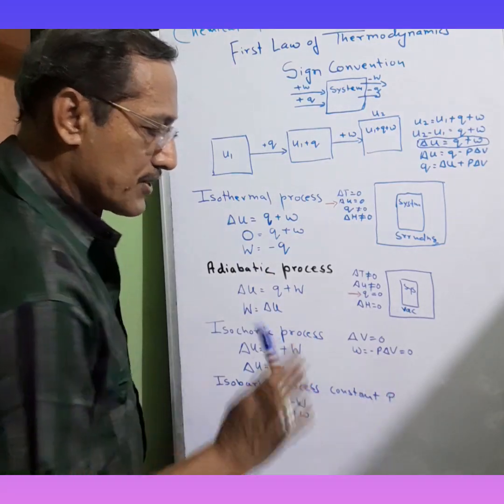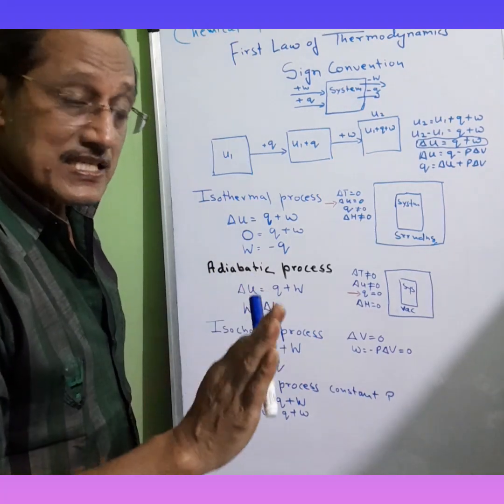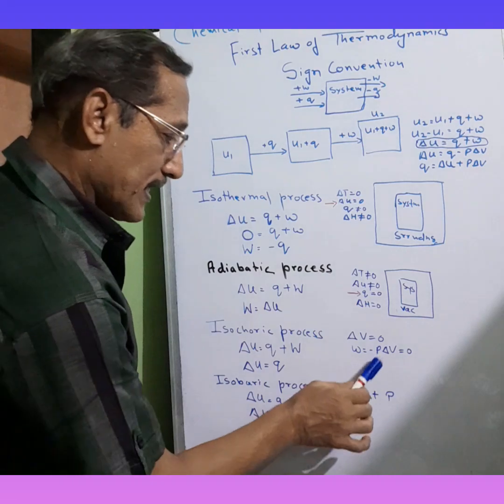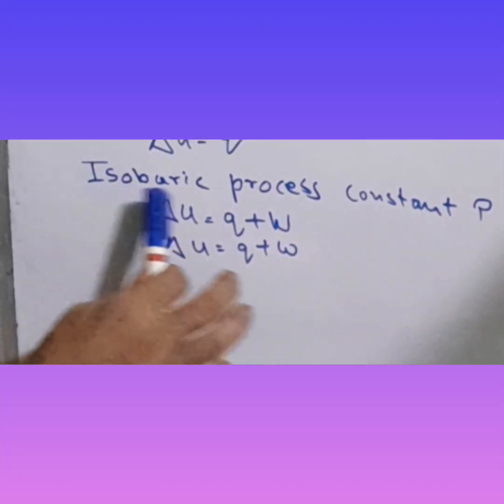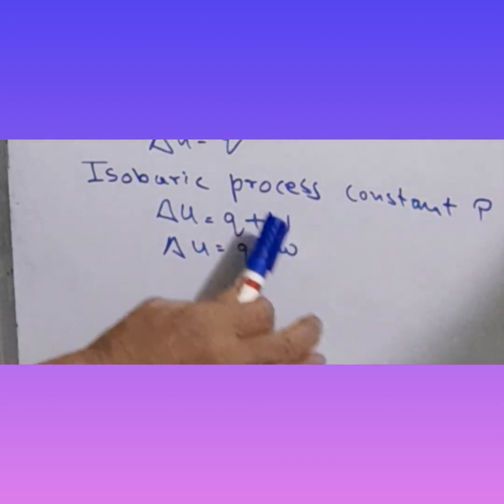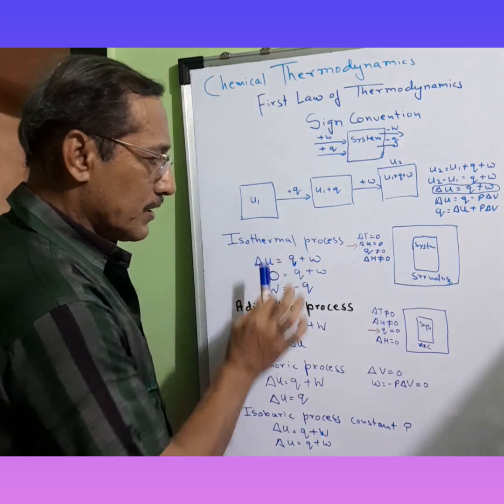Now what happens in isobaric? Isobaric is constant pressure. In our formula we don't have del P, we have P. So pressure exists, and the equation remains as it is. So it's only in the isobaric process that the equation remains as it is; otherwise it gets modified in all other processes.